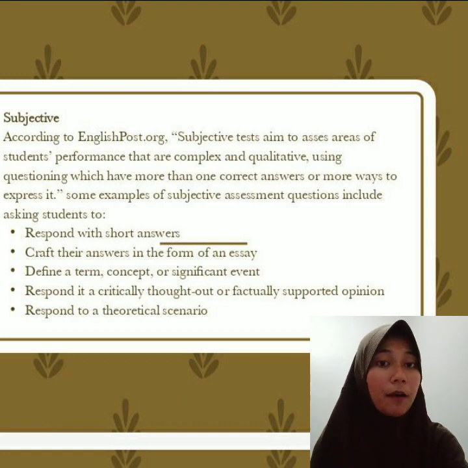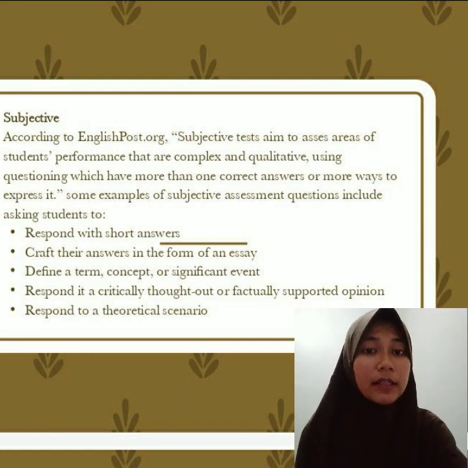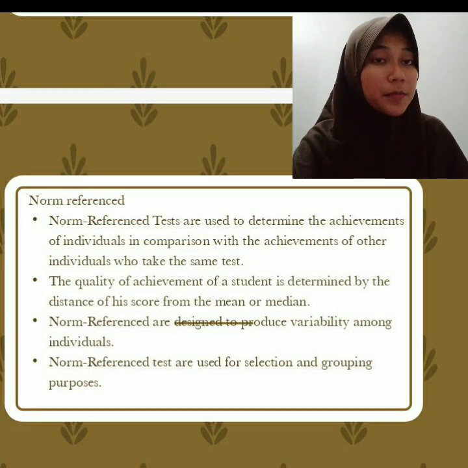Some examples of subjective test questions include asking students to respond with short answers, craft their answers in the form of an essay, define a term, concept or significant event, respond critically through a factually supported opinion, and the last, respond to a theoretical scenario. Okay, the next material is differences between reference to a norm and reference to criteria in determining the interval scores for the students.